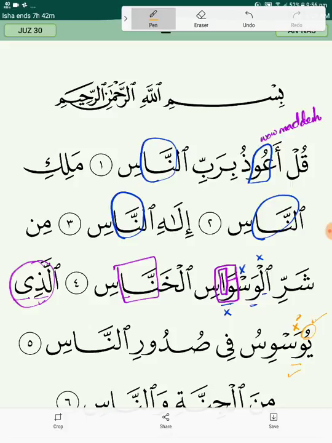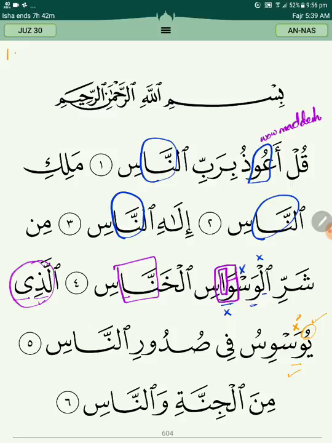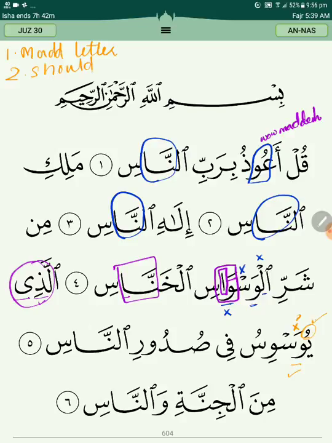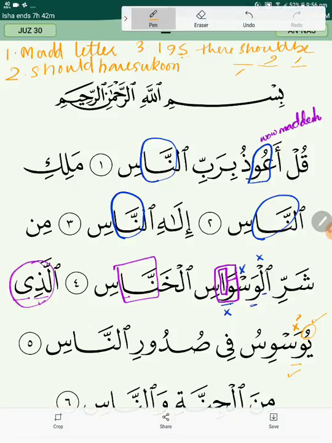Once again, it has to be a mud letter. Condition number 2, should have sukoon. And condition number 3, that respective to alif, waw, ya, there should be fatha, dhamma and kasra.